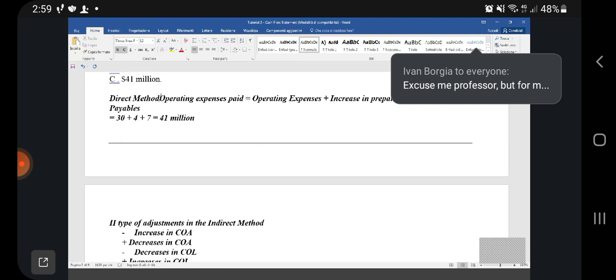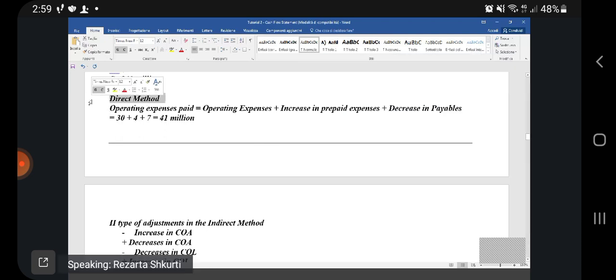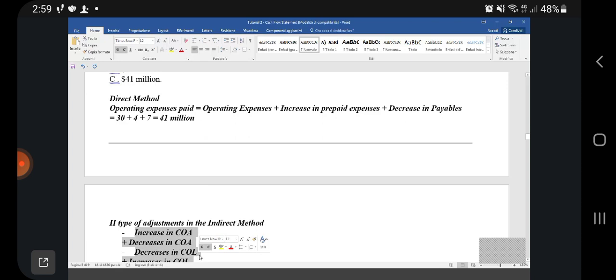It was something that I mentioned not in the right place, not at the right time, but still it's a reinforcement of what we have learned. This is direct method, this is indirect method. A little bit later we'll see an exercise where we have to jump from one method to the other, and we will see also there that an adjustment in the indirect method doesn't necessarily have the same sign as that of the direct method.